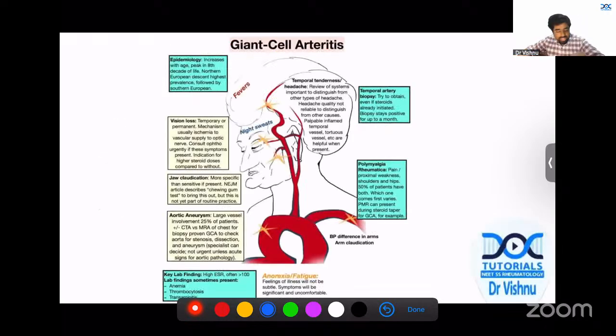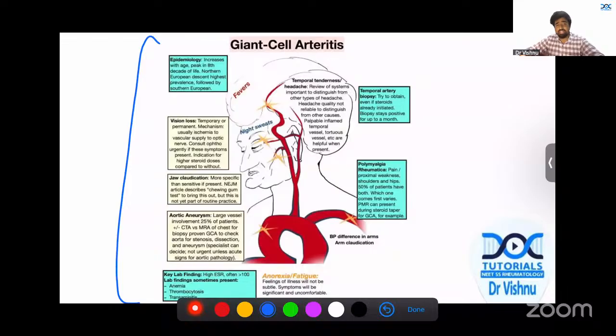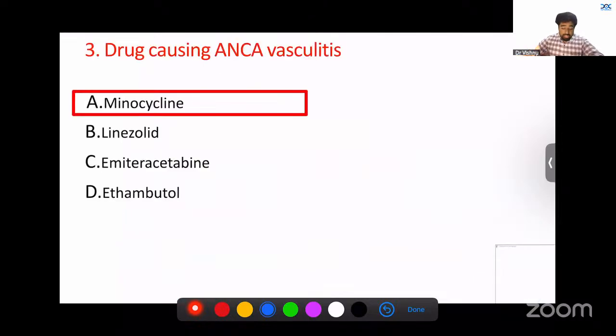Needless to say, we've discussed this in detail in our lectures also. You can pause and look at this if you want. This is a good summary of giant cell arteritis, everything we have discussed, polymyalgia rheumatica association, etc. You would know. Then again, this is an important question, not just the question, the solution is very important here.